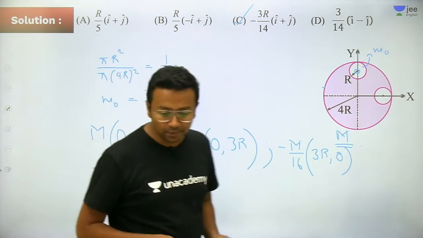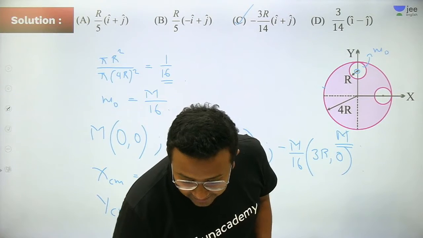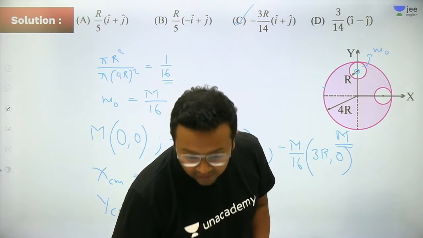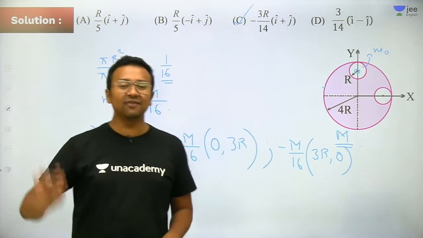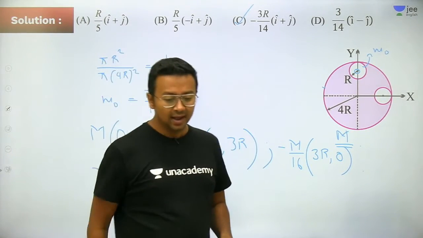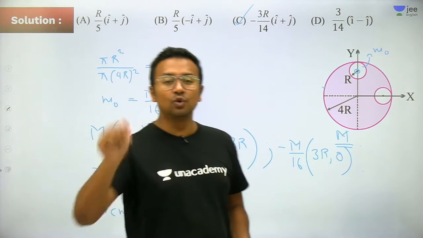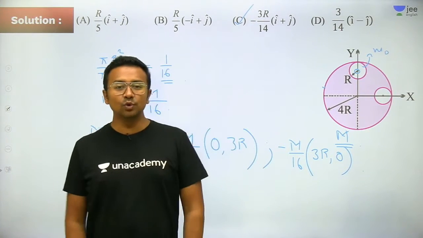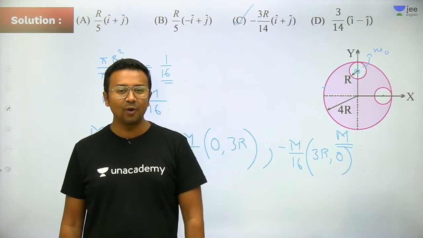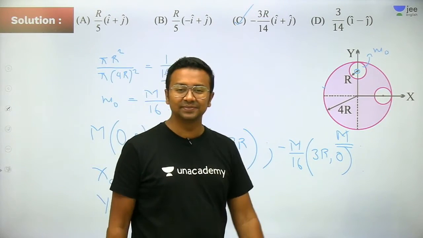Now how do we approach it? Option C is definitely the correct answer. There is no doubt about it. But what I am trying to say is we can do this question even without putting a pen on the board. How exactly? Let's have a look at the figure.